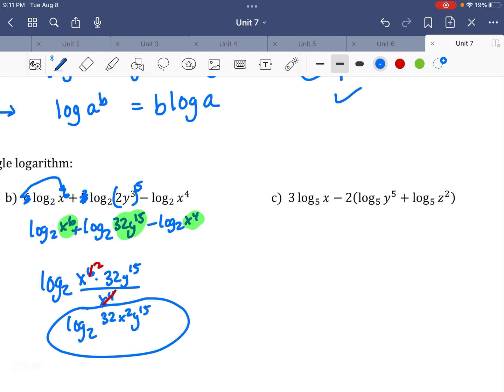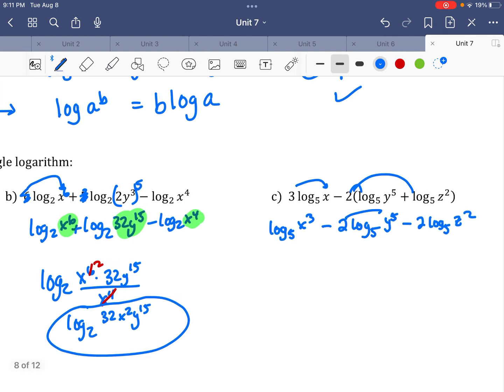All right, over here. So this 2 is going to be distributed to both these problems. This 3 is going to be up here. So I have log base 5 of x to the third minus, it's a negative 2, so it's going to be minus 2 log base 5 of y to the fifth, and then minus 2 log base 5 of z squared. All right, so let's apply this 2 here.